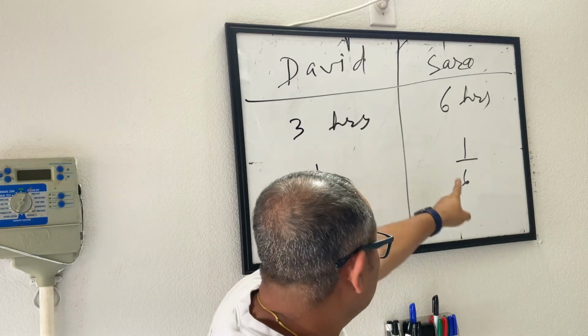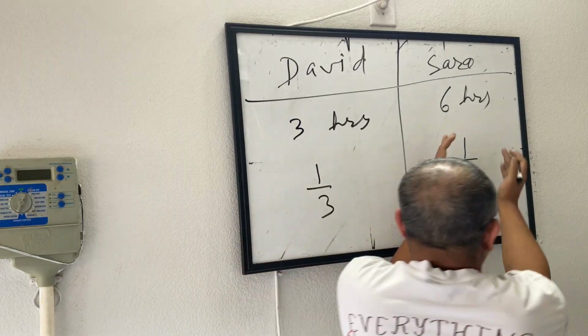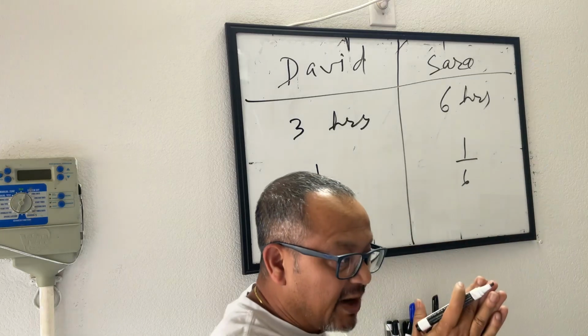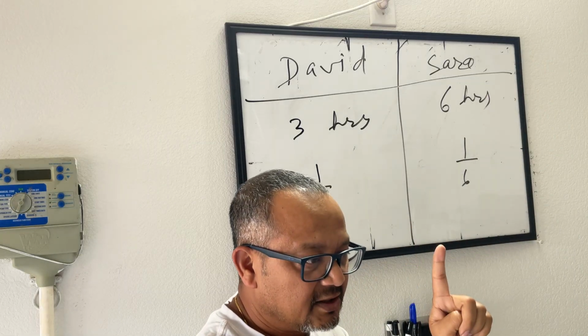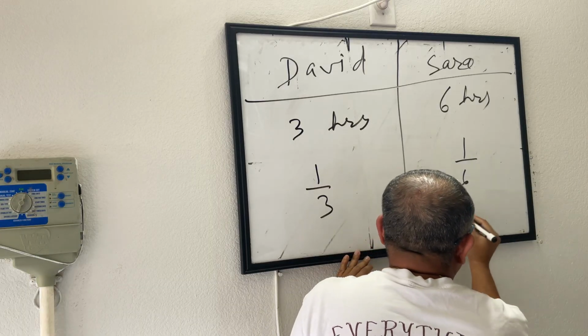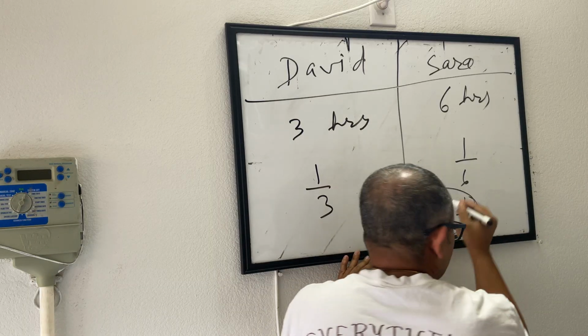So if they are working together, he will finish 1/3, she will finish 1/6. This is a combined effort in 1 hour, correct? So total work that they are to finish is 1/3 plus 1/6 in 1 hour, correct?